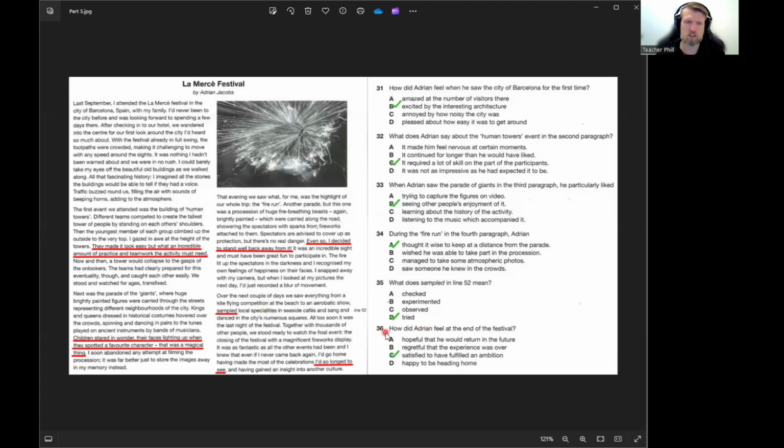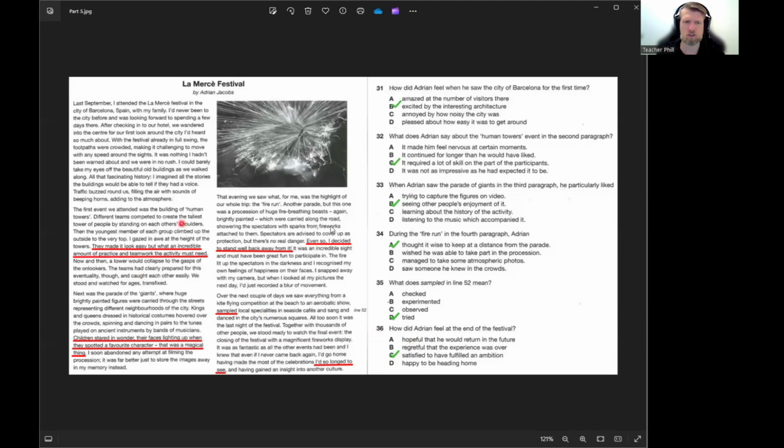And in 36, he talks about that he had always wanted to see La Merced. When you long to do something, it means you have a desire. So I think here that he satisfied an ambition, or to have fulfilled an ambition. I think that makes sense here. He doesn't really say that he was hopeful to return. He says that if I never came back again, I'd go home having made the most of the celebrations. So he knew that this time he experienced everything he wanted. And I think C is the best option here.